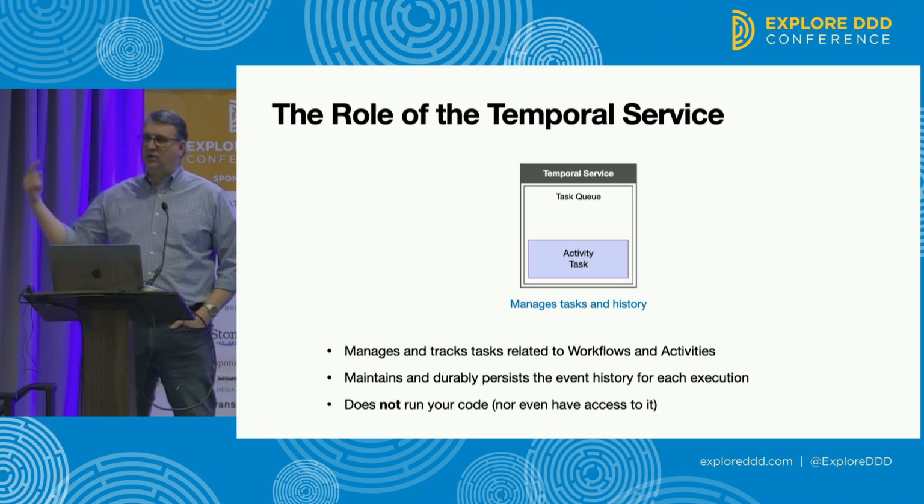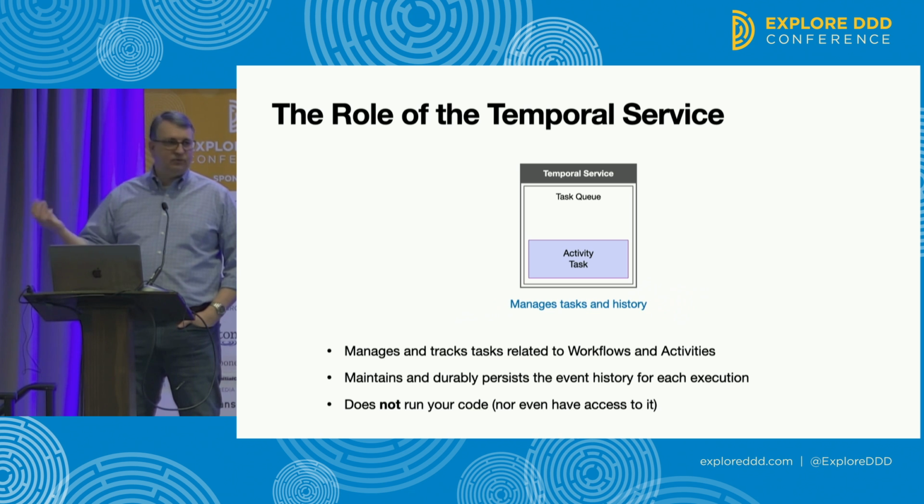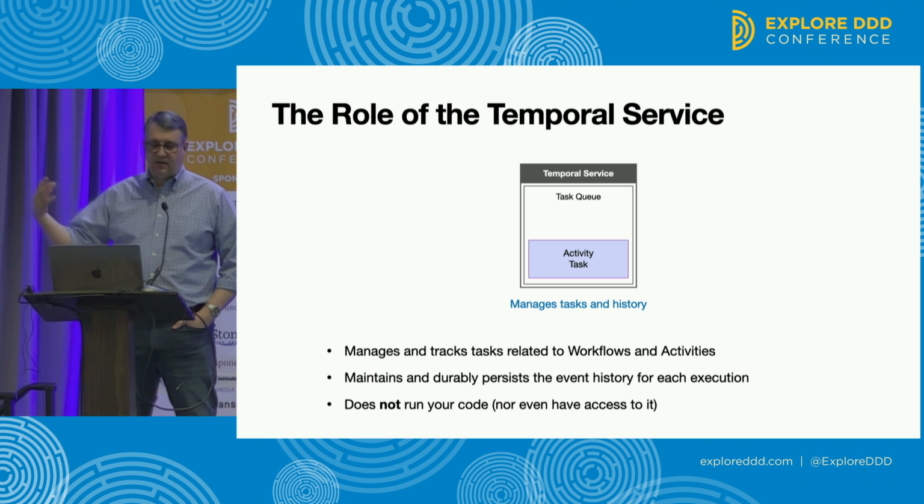So every invocation of your workflow and activity functions, it keeps track of those: when they were called, what they were called with, whether they returned successfully, whether they failed. If there's retries, it keeps track of that. What the value was that they returned. If they failed, what the error message was. It's keeping track of all that information. But importantly, it does not run your code. It doesn't even have access to your code.